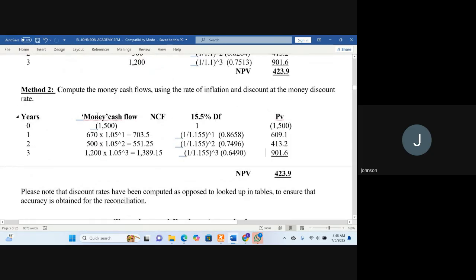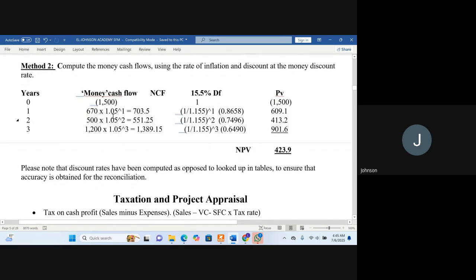Now, in the next scenario, our discount factor is already inflated. So we now say, okay, since our discount factor is inflated, we cannot use a cash flow that is not inflated. We have to inflate our cash flow also. That's why we inflated our cash flow by 5%. So we are now using an inflated cash flow with an inflated discount factor, okay? And then we are able to get what is here.